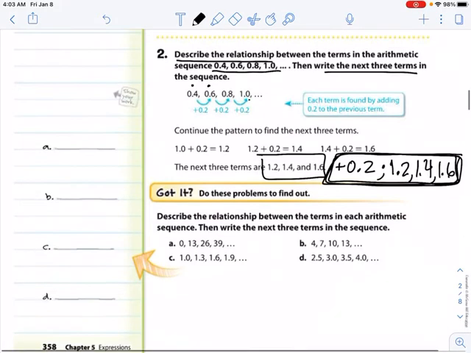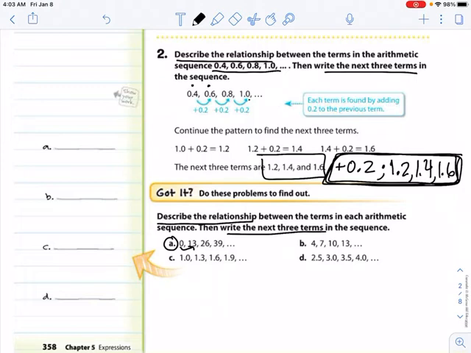Okay, so let's practice some more. So same thing, you're describing the relationship and then writing the next three terms. So we're going to look at A. So at A, we're looking at, if we start at 0, how do we get to 13? Well, we know that it's getting bigger, so it's a plus sign, and it's getting bigger by 13. And that same pattern is going to continue. Okay, since we don't really have that much room here, I'm going to write in the margin.